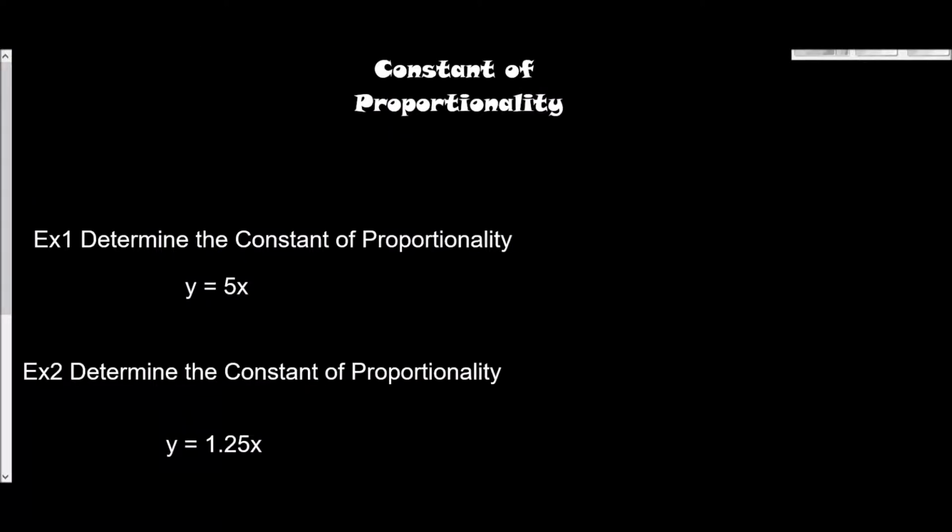Constant of proportionality, like we said, is that number inside my equation. So in this case, my answer is 5. And in this case, my answer is 1.25. Not very hard, you just got to find that number.